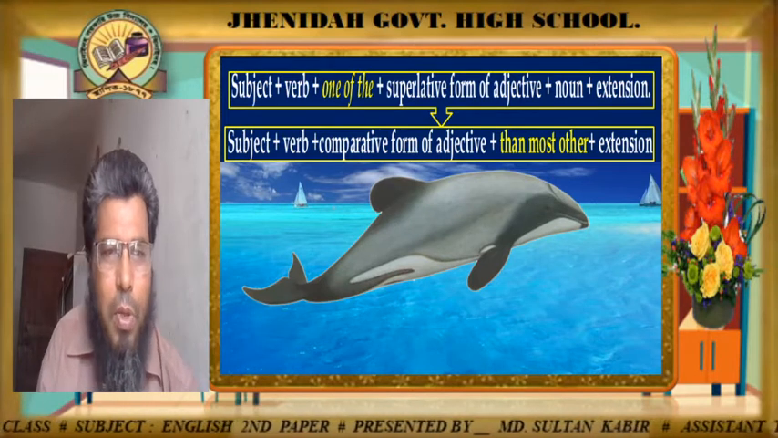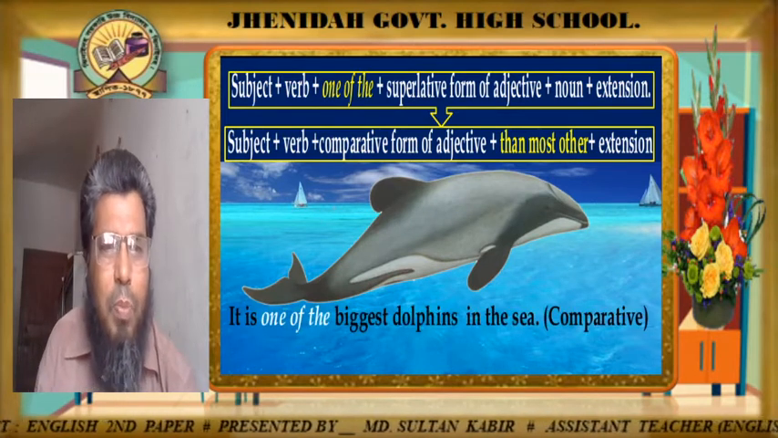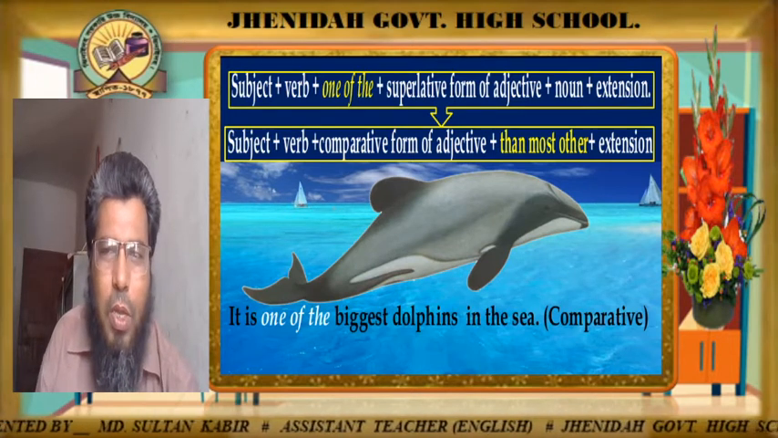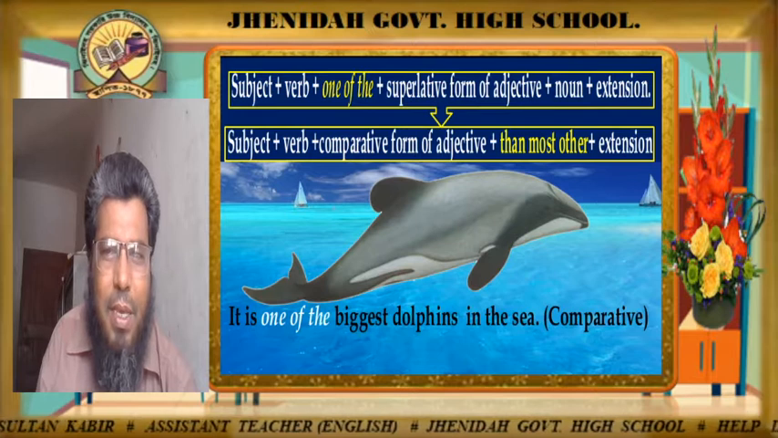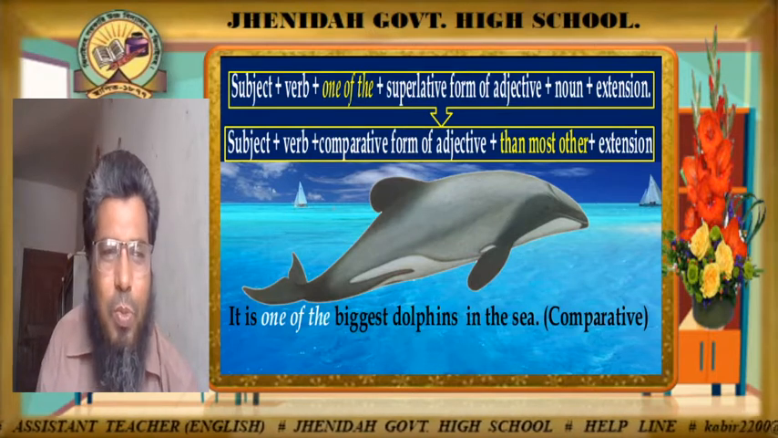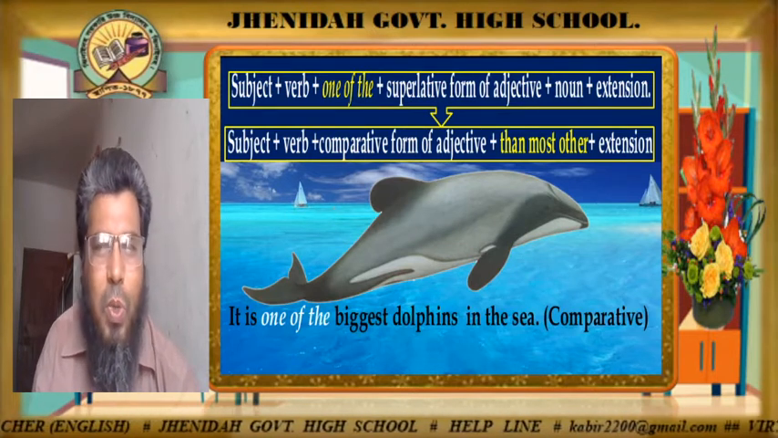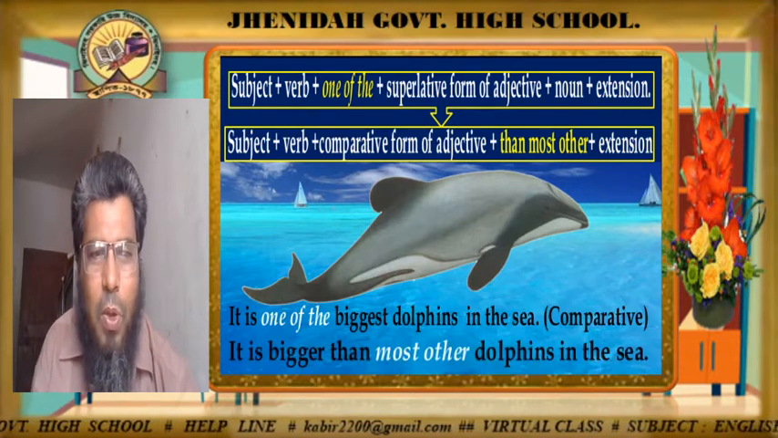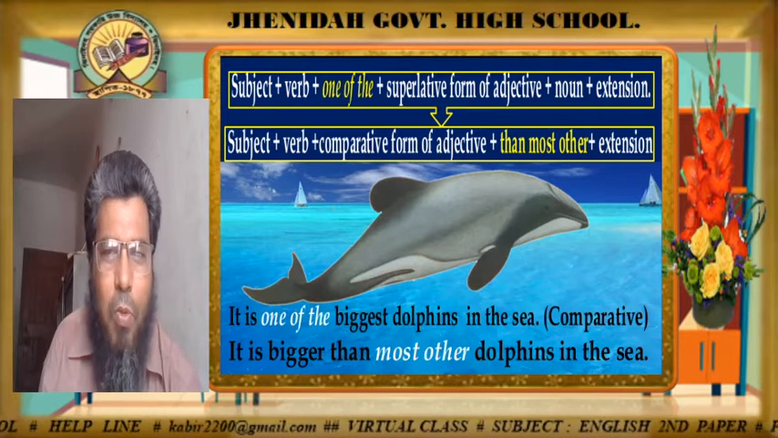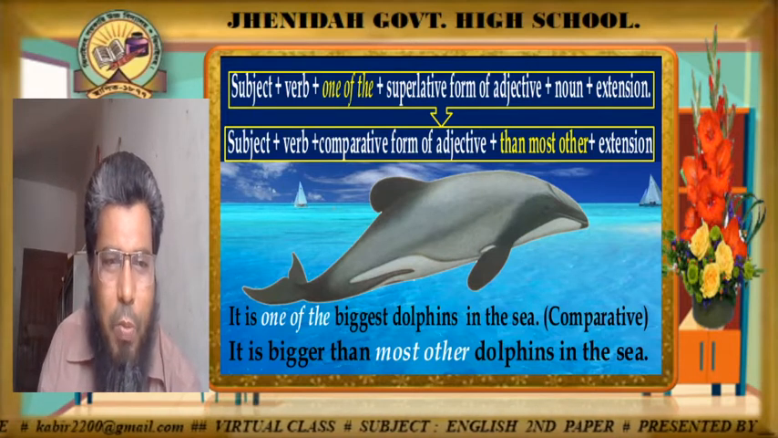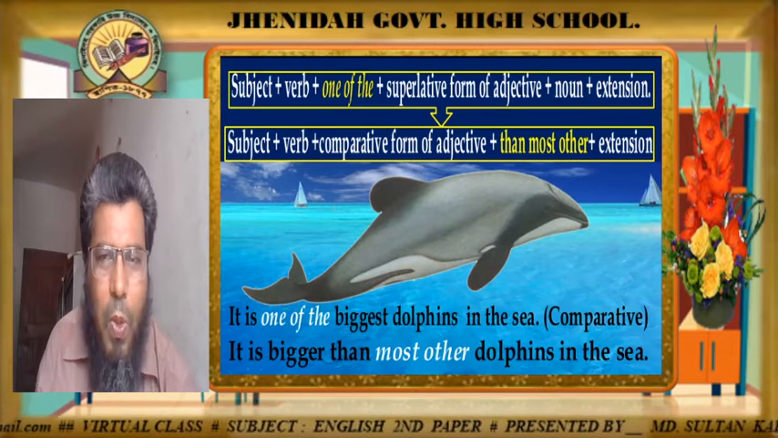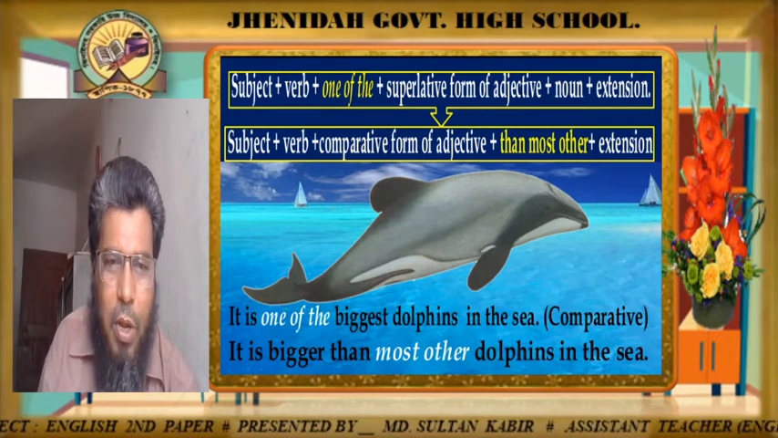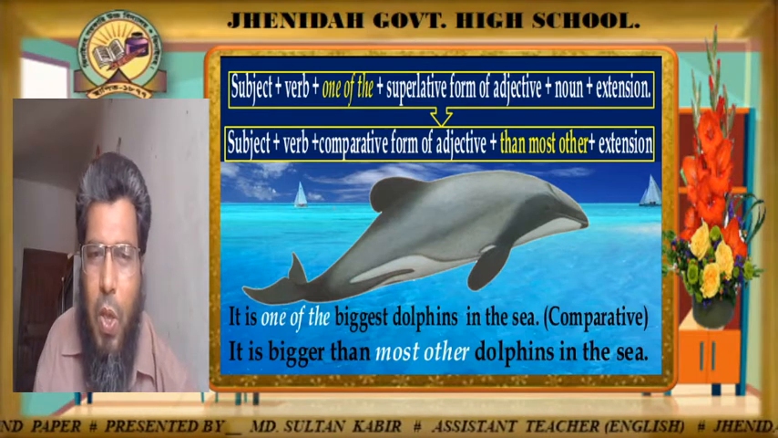Okay. Now here is the example. It is one of the biggest dolphins in the sea. So it has "one of the". As this sentence has "one of the", we can change this superlative degree to comparative by following the structure. What is this structure? We'll write down the subject plus verb. So "it is". Then the comparative form of the superlative form "biggest". The comparative form of biggest is bigger. Okay, then "than most other". Then the rest of the sentence, "dolphins in the sea". Okay.